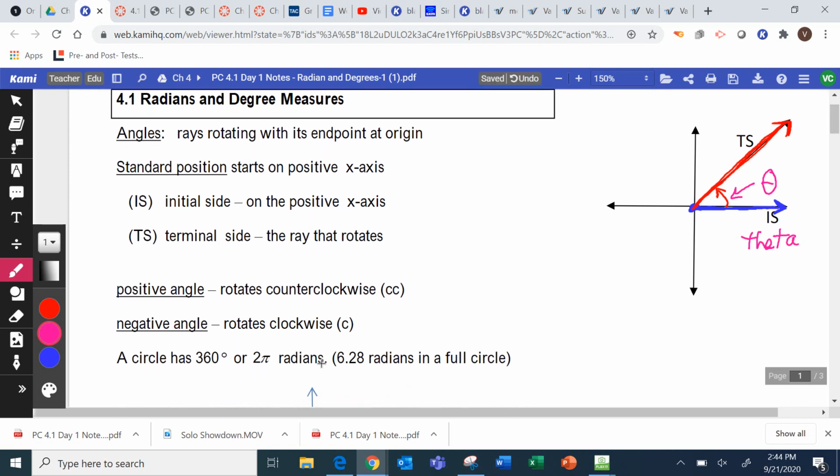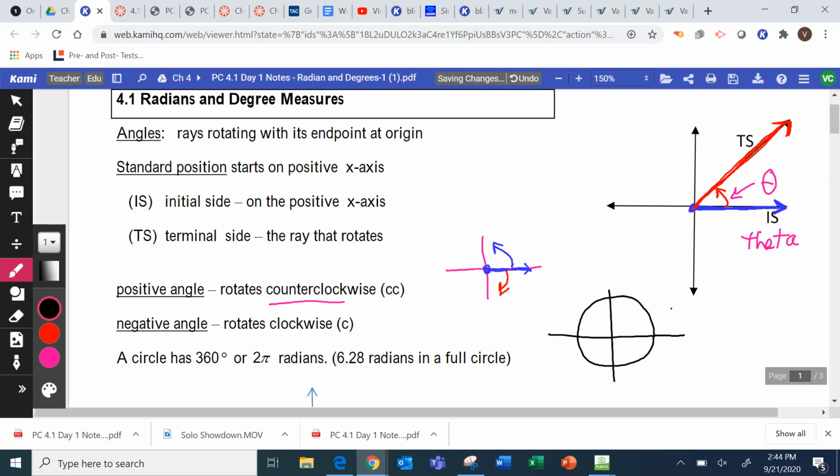If you are graphing a positive angle, it's going to rotate counterclockwise, which you can think about starting from our initial side. If I rotate up and around, that's going to be positive. Now, if I rotate down and around, that's going to be a negative angle, and that's rotating clockwise. Talking about the whole circle itself, if we rotated all the way around one full time, that would be 360 degrees.